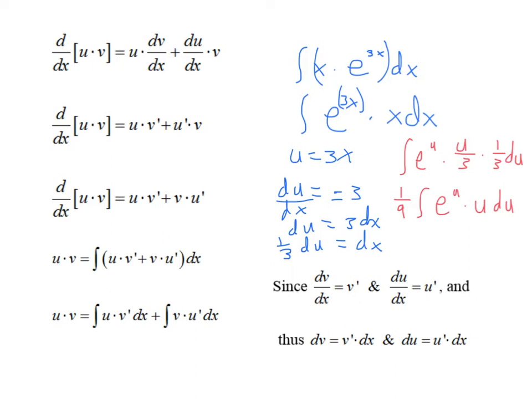Now, before we move to the next slide, let's just establish a couple things. I'll even draw little arrows here, but we know that dv dx is equal to v prime, and that du dx is equal to u prime. So I've written that out over here, and that of course would mean that dv is equal to v prime dx, and du is equal to u prime dx. Let's start from there on the next slide.